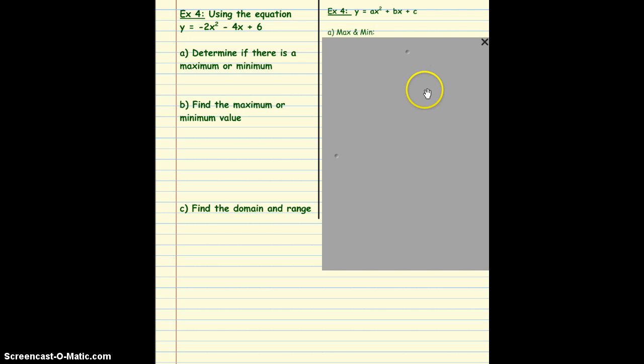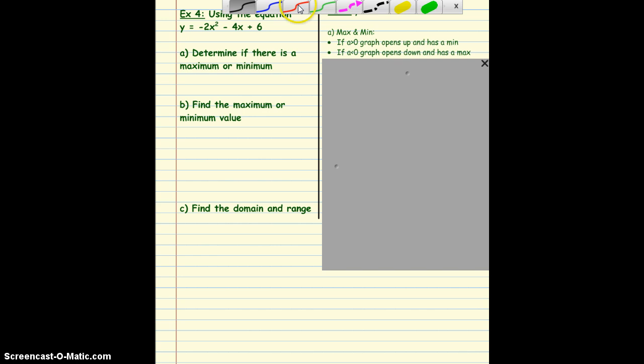Alright, first of all, to find out if there's a maximum or a minimum, there's 2 things you need to know. First of all, if the a value, this number in front of x squared, is greater than 0, the graph is going to open upwards and it's going to have a minimum. So it's going to look like this, opening upwards. Therefore, this point right down here is going to be the minimum. However, if this a value in front of x squared is less than 0, the graph is going to open downwards. It's going to look like this, and therefore it's going to have a maximum right up on top.